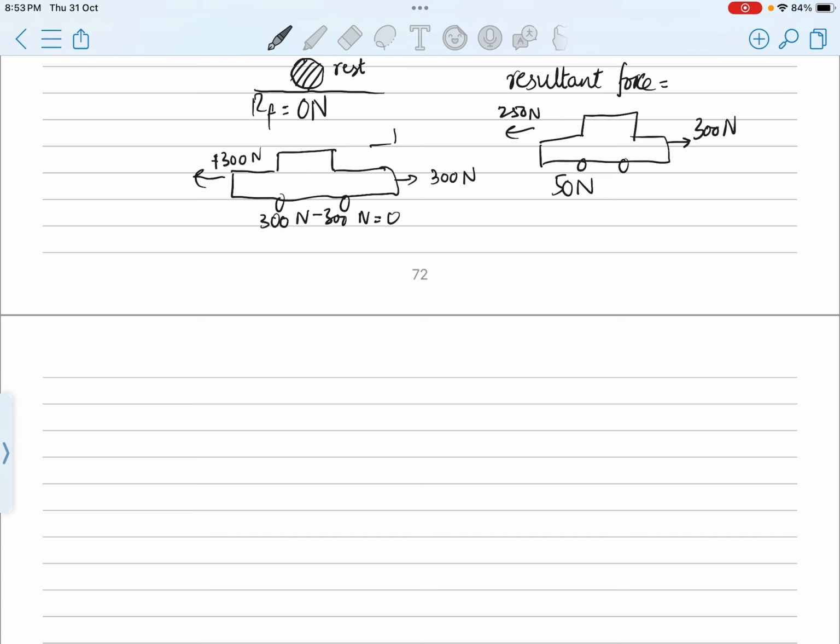Now if you want to accelerate this car, then you have to apply more forward force. You have to apply greater engine force so that the resultant force is greater.